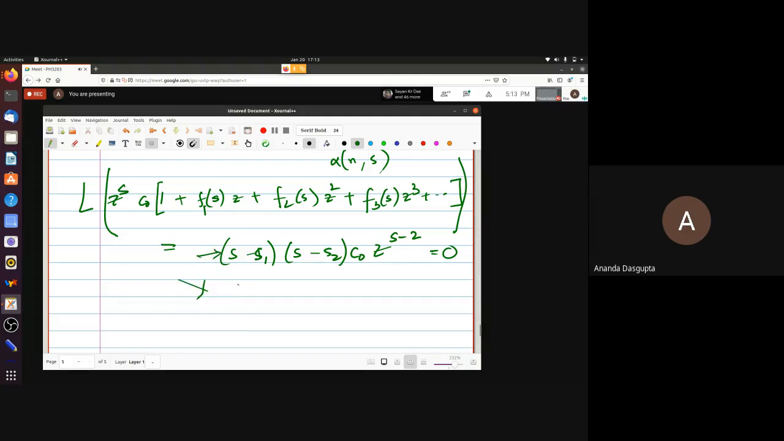But what happens if you get S minus S0 whole square C0 Z to the S minus 2? That is the problem we started out with. If the indicial equation happens to be S minus S0 whole square C0 Z to the S minus 2, then putting S equal to S0 will simply give you one solution, which is fine. It will give you 0, but it will not give you both the solutions. It will give you only one solution.